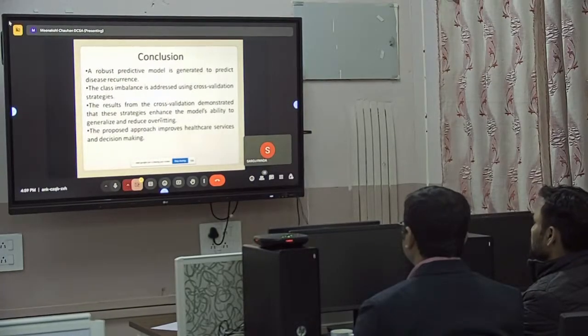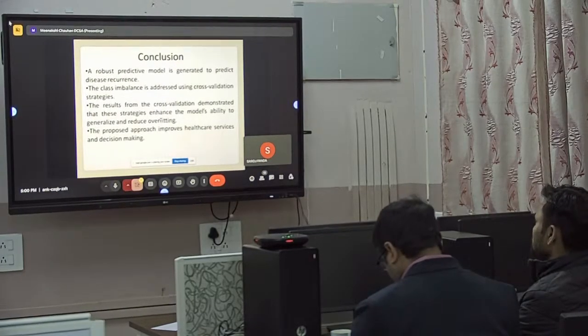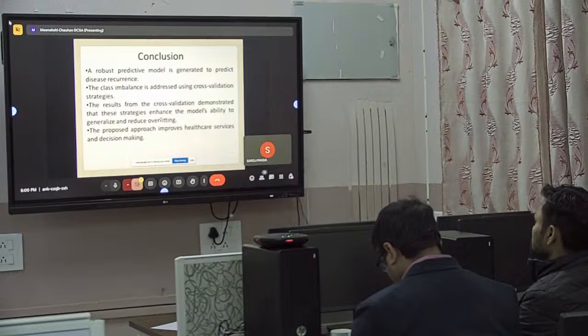Then the conclusion: here we have developed a robust predictive model to predict the disease recurrence. The imbalance was handled with sampling and cross validation strategies, and overall the proposed approach improves healthcare services. Thank you.